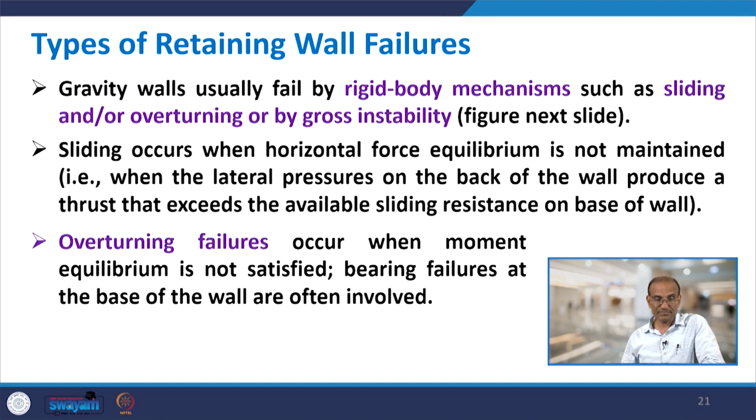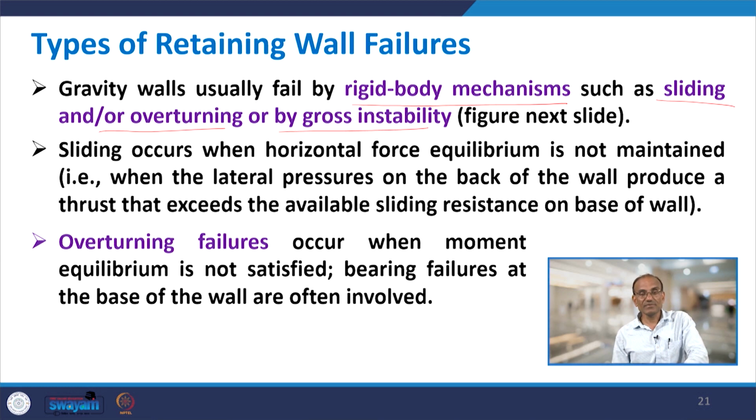Now coming to the gravity walls, the types of retaining wall failures: they usually fail by rigid body mechanism because they are massive walls. Gravity walls are massive walls, and rigid body mechanism means, for example, sliding. Mostly gravity walls could fail in sliding, or they could fail in overturning or by gross instability.